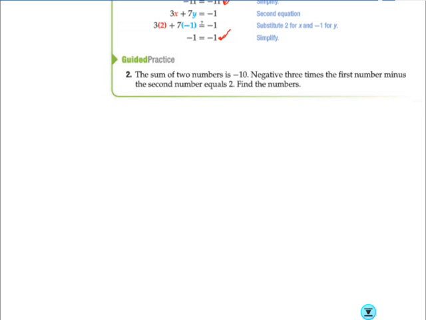Pause the video. Come up with two equations. Unpause it, and we'll check our equations. Then we'll pause it again and come up with some answers. So go ahead and pause the video here and come up with your equations.